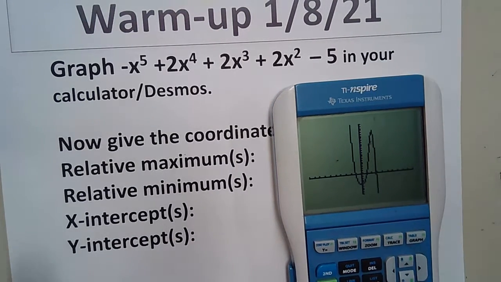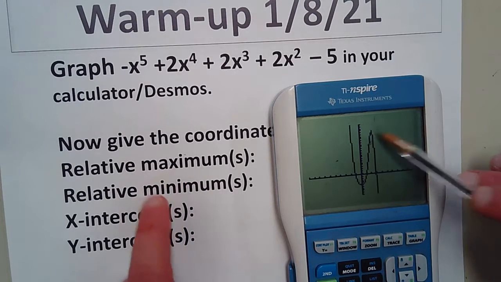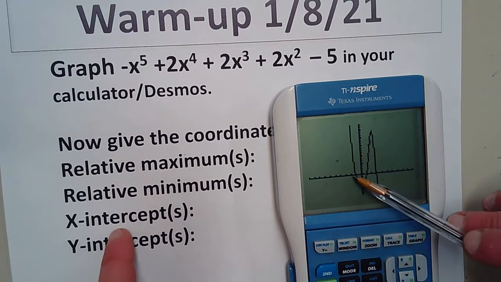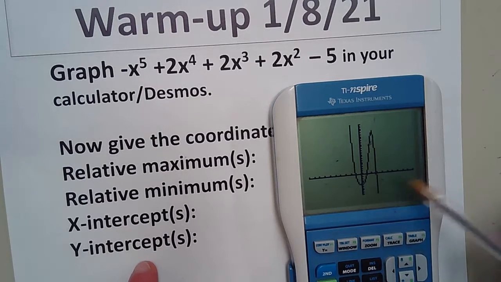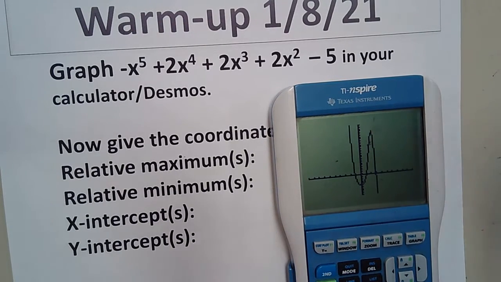Now I can see all the things I want to see because I want to find the relative maximum, relative minimum, x-intercepts, which there are several, and the y-intercept, which looks like there's just the one. As we look at this, we see this graph has two turning points. It has a turning point here, and it's got a turning point here. Basically we just need to find those values and get everything out of this.